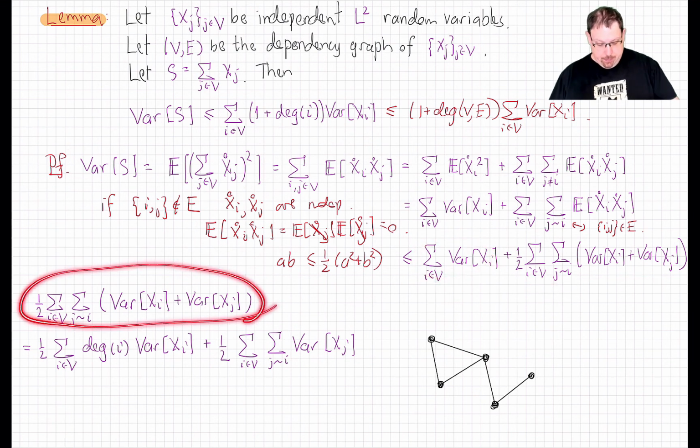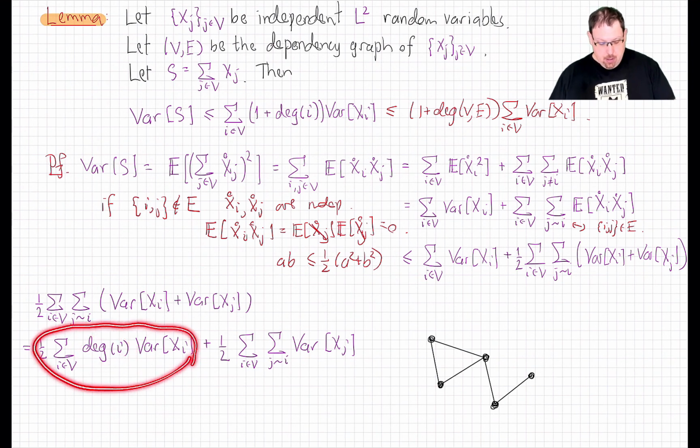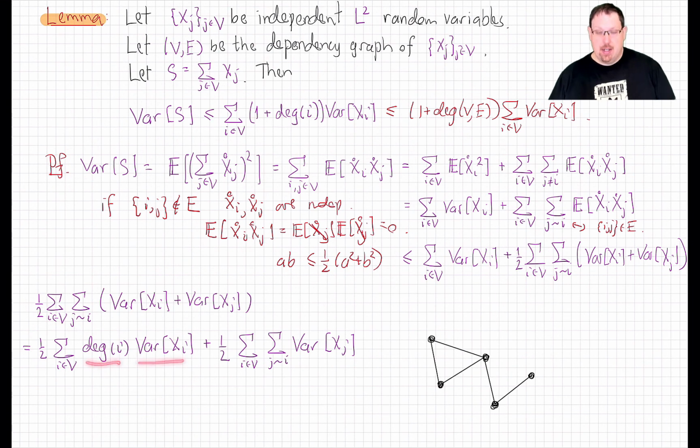So far we have that the variance of the sum is the sum of the variances plus this term here. And let's separate that out into the two parts. It's the sum of the variance of Xi plus the sum of the variance of Xj. Now for that first term, this doesn't depend on j, and so we can pull the variance of Xi outside that sum, and what we just get is the sum of the variance of Xi times the sum over all those indices j that have an edge to i of 1. Well, that just means that we're counting the number of edges that come out of index i, which is exactly the definition of the degree of i. So that first term gives us 1/2 the sum of degree of i times the variance of Xi.